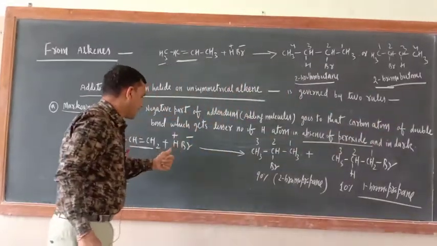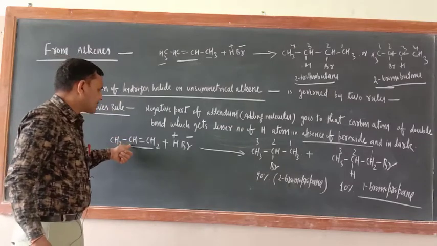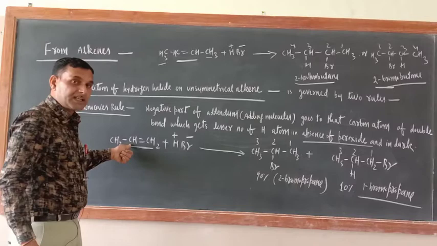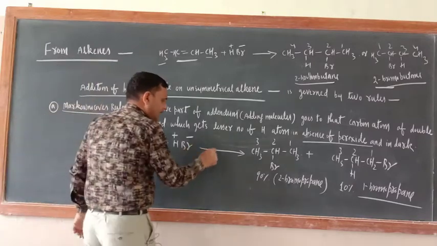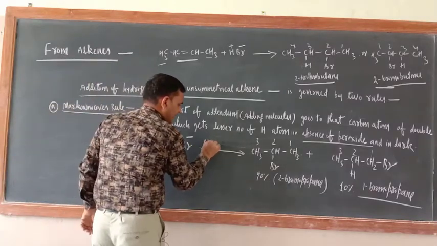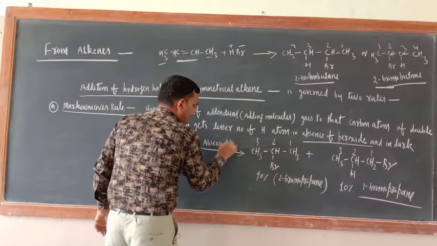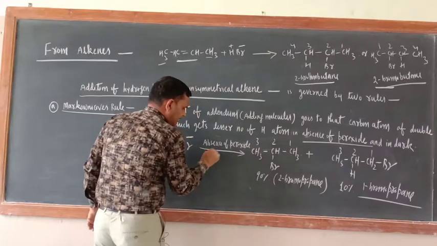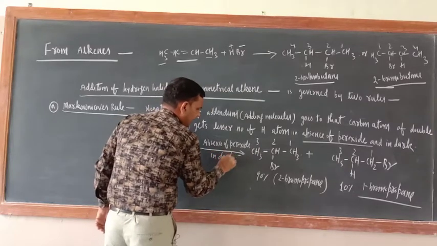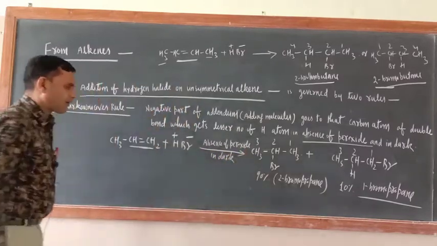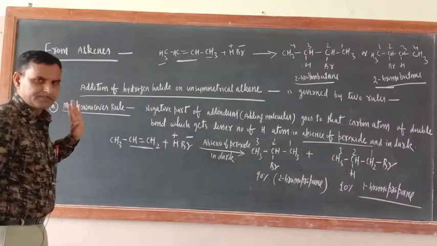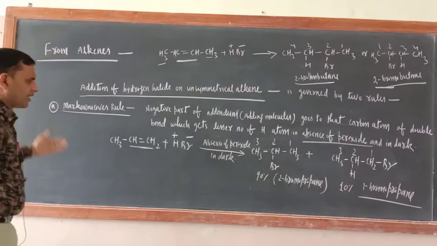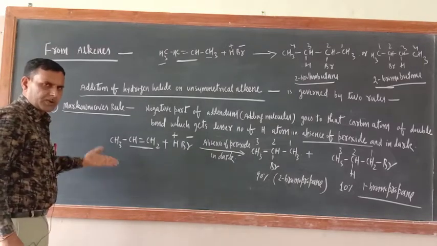But here what is there? Negative part must be bonded with the carbon atom of double bond which contains lesser number of hydrogen atom. But here absence of peroxide should be there. Absence of peroxide and in dark. Okay, no problem at all. Is there any problem? Okay, now try to understand. One more rule is there. You can write another example also.